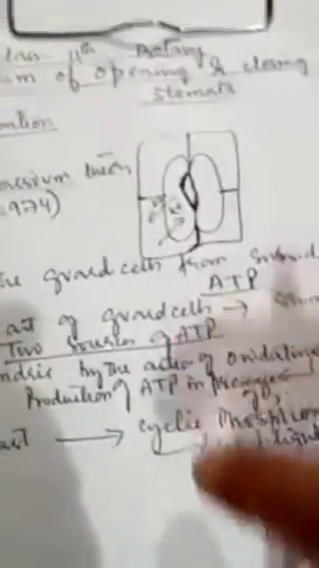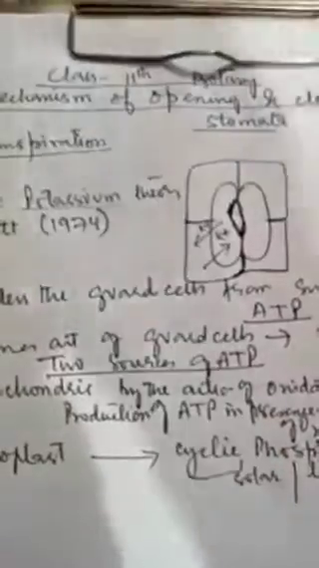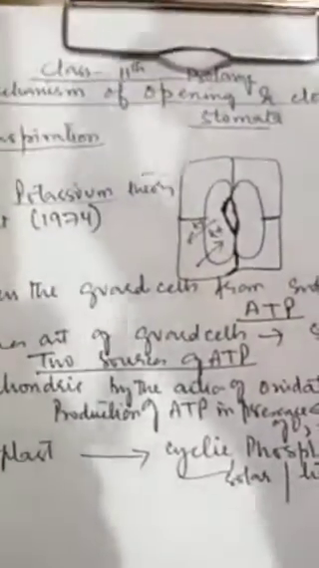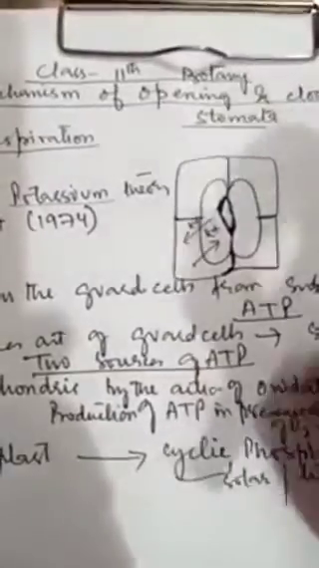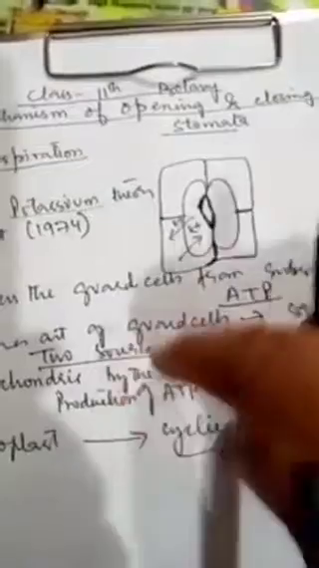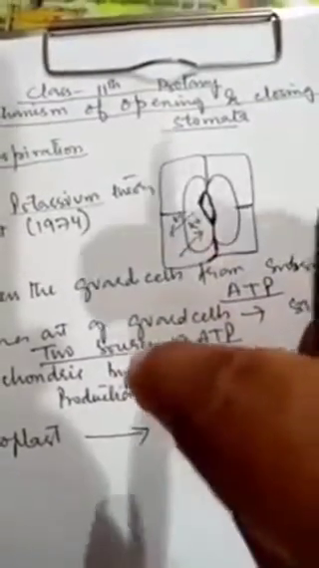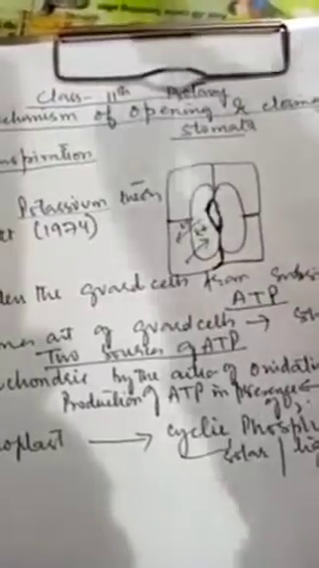Now we have got two sources of ATP. First one is the mitochondria, second one is the chloroplast, which proves that ATP level is high in guard cells during daytime. So this proves that these two sources of ATP prove that ATP level is high in guard cells during the day.